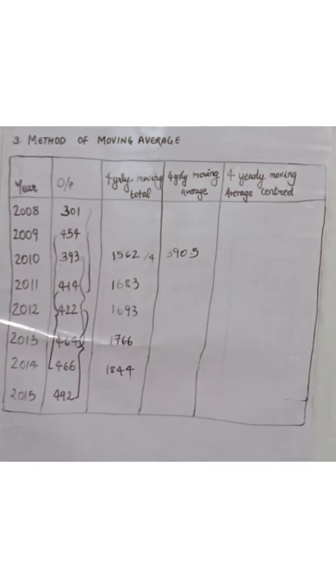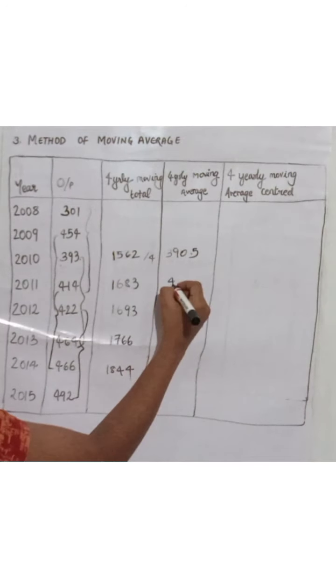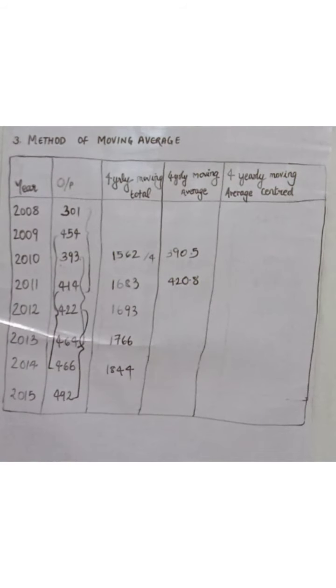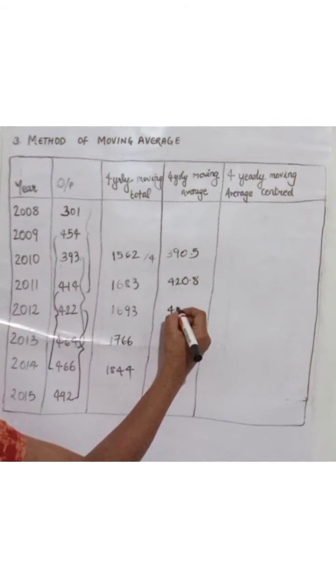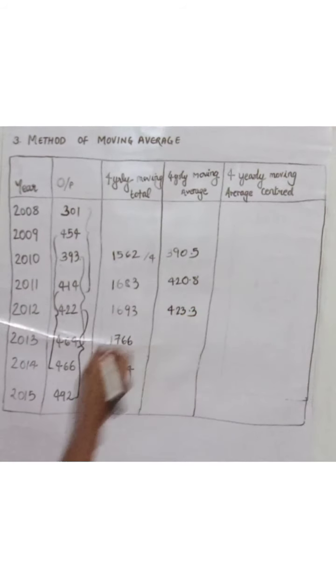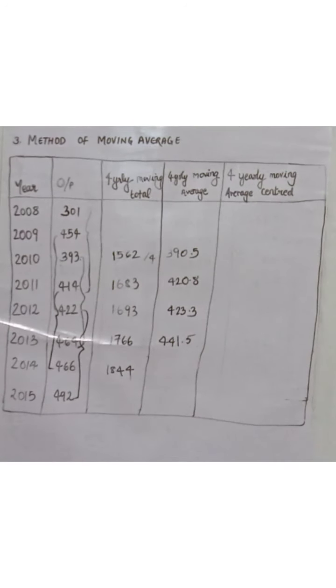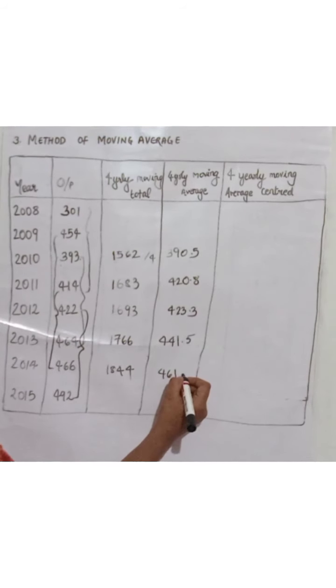Similarly 1683 when I divide by 4 I will get 420.8. Here I am getting 423.3. 1766 I divide by 4 and I will get 441.5. 1844 I divide by 4 I get 461.0. So here we have done with our average also.